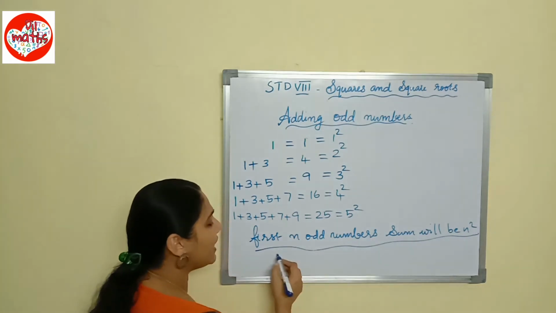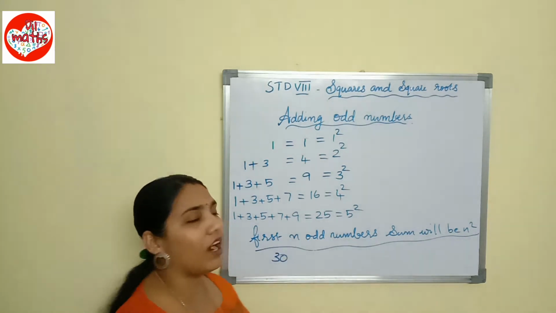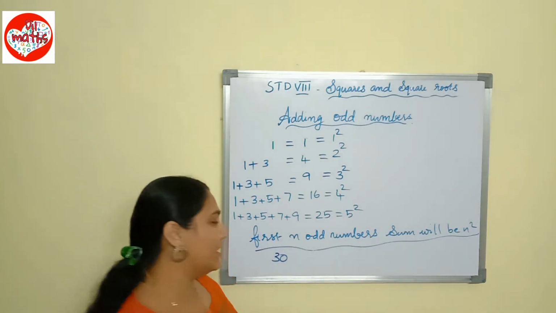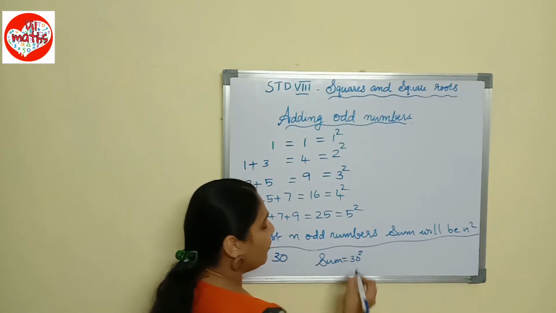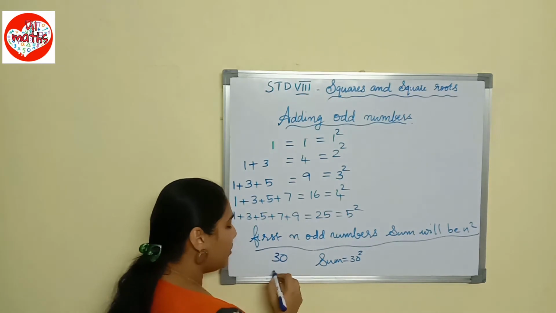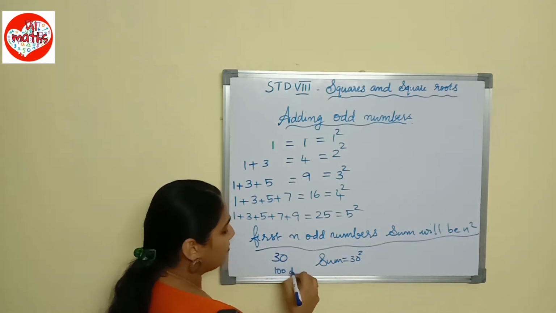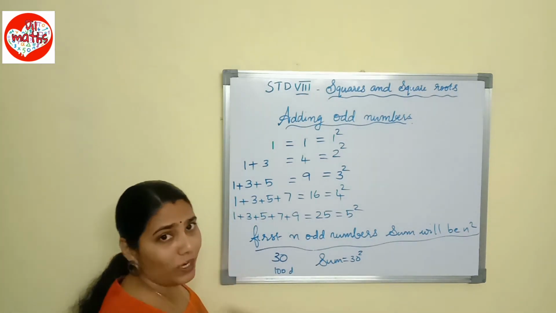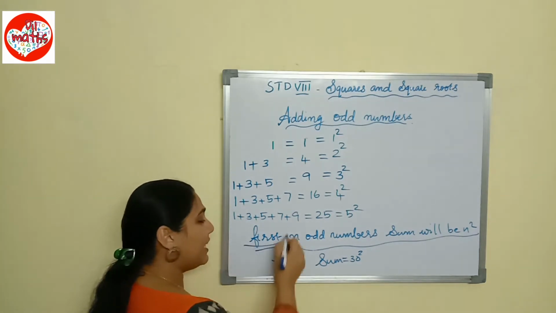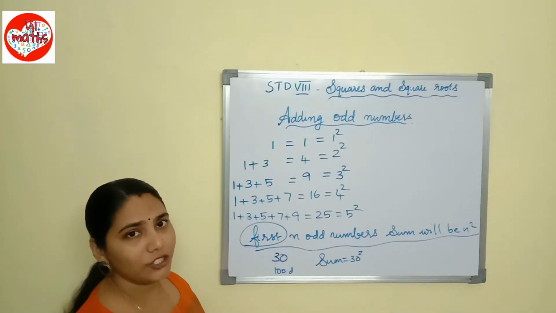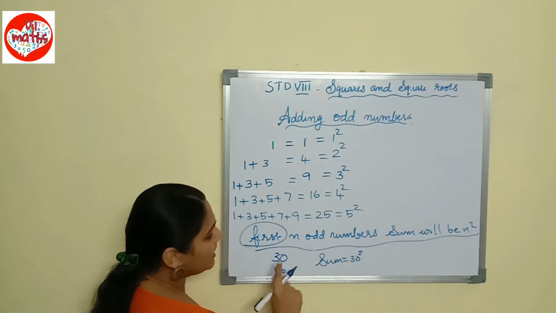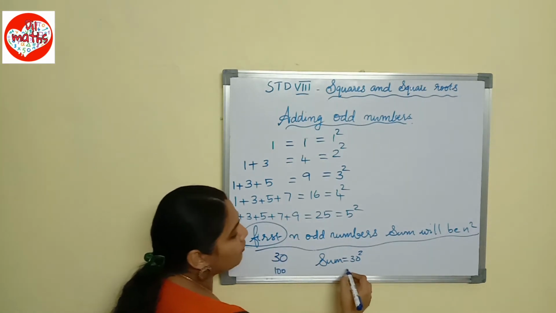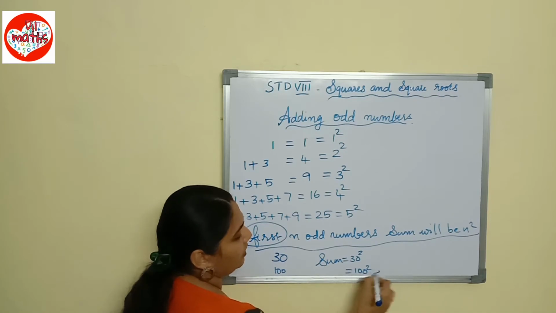For example, if you are taking the first 30 odd numbers, the sum will be 30 square. If you are taking the first 100 odd numbers, okay, it should start from 1. That's why I am again telling this. You should start from 1. From 1, if you are taking the first 100 odd numbers, the sum will be 100 square.